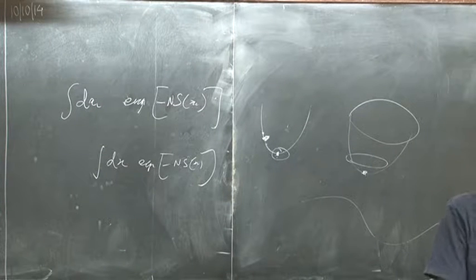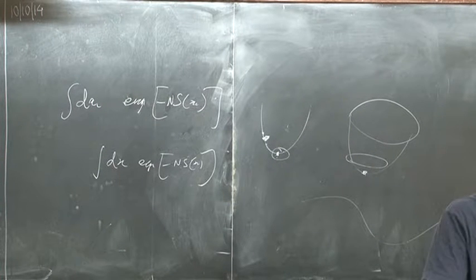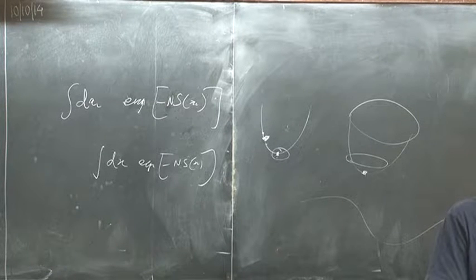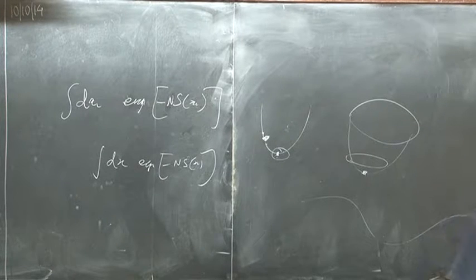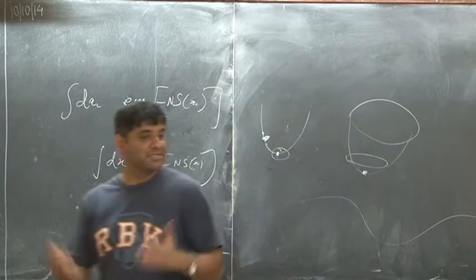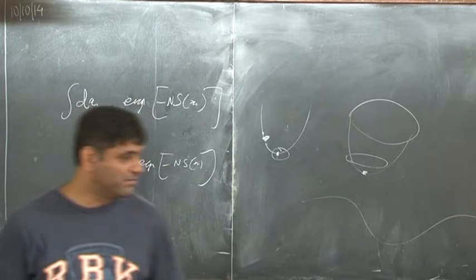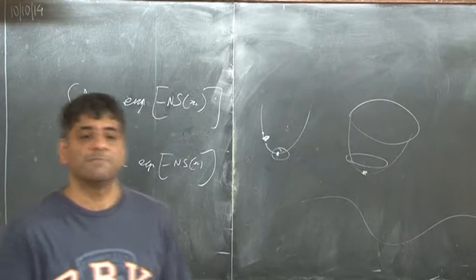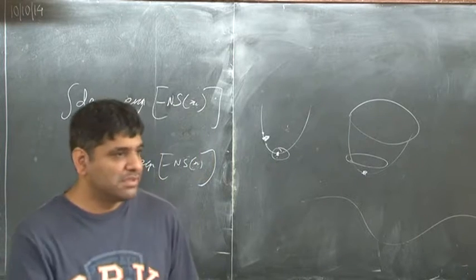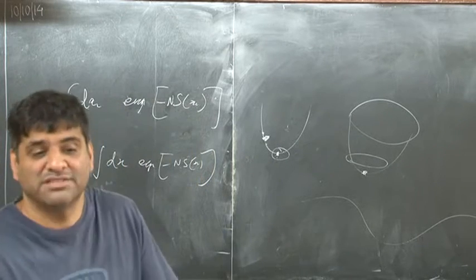All quantizing. So what is the process of quantization? The process of quantization is building a quantum theory that will have the correct classical limit. Suppose you have a classical theory. You discover it by some experiment. You have a classical theory. You have to build a quantum theory that, in an appropriate limit, would reduce to that classical theory. That's the process of quantization.